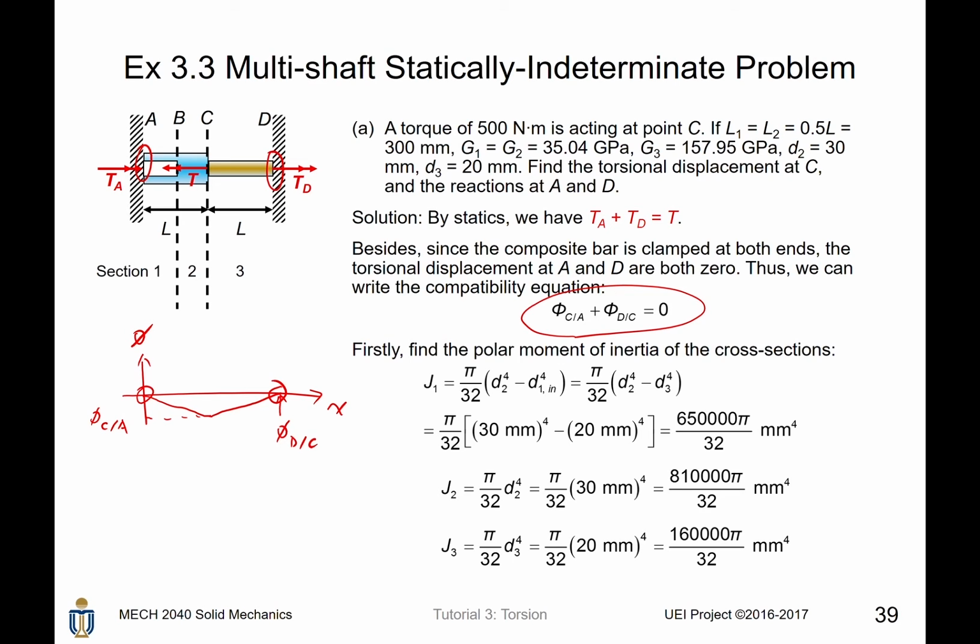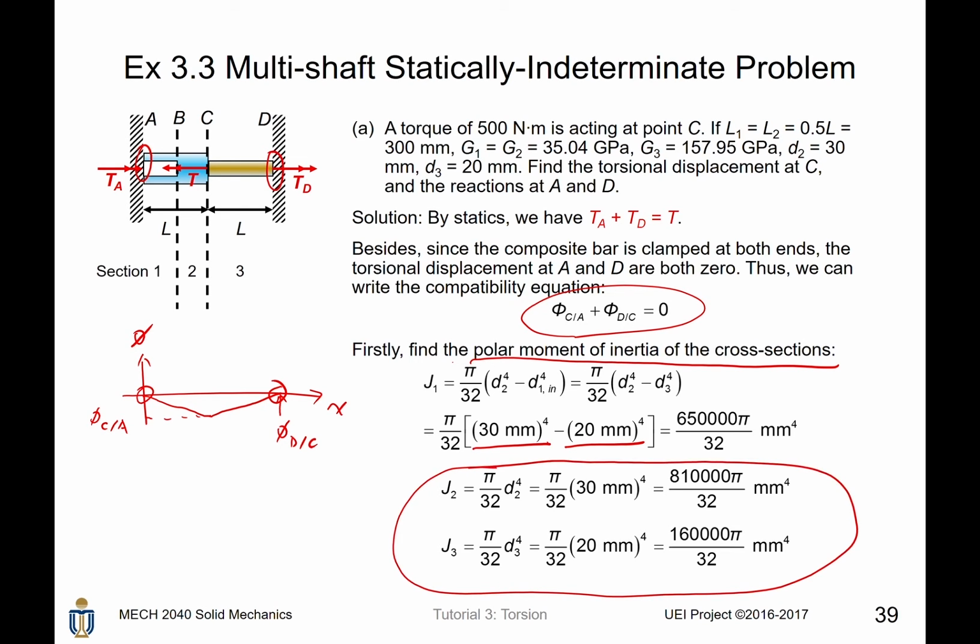Now we find the polar moment of inertia of each of the cross-sections. The polar moment of inertia of segment 1, which is the hollow circular segment, is given by this equation. Then you substitute the values. The outer diameter of AB is 30 mm, while the inner diameter is 20 mm as mentioned in the problem, because the diameter of the inner part is the same as that of the bronze shaft. For J2 and J3, similarly, you can obtain the sectional properties in this way.